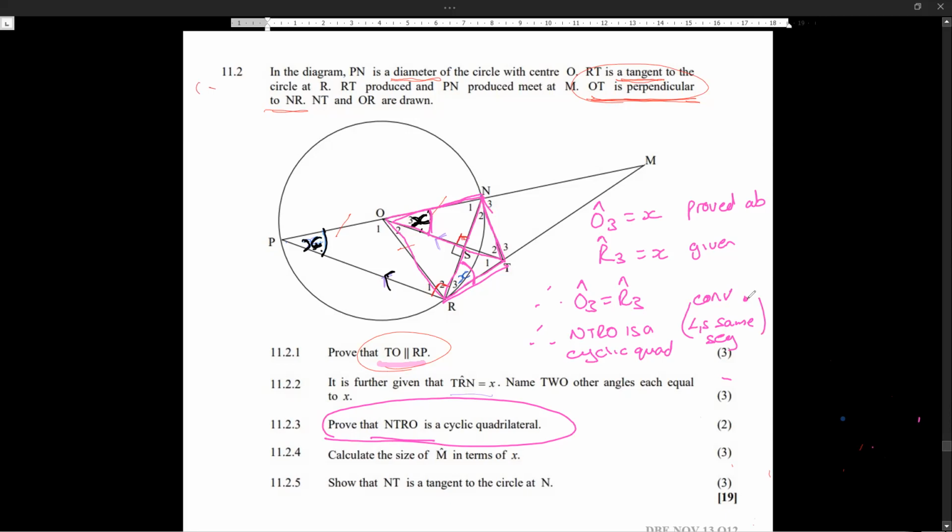Sir, I understand everything else, so I'm just confused. How does this prove that it's a cyclic quad? So what is the theorem saying? Let's think about the theorem. The theorem states that in a cyclic quad, the angles in the same segment are equal. So let's go to the reverse. The reverse will mean if the angles in the same segment are equal, then it has to be a cyclic quad. Oh, okay.